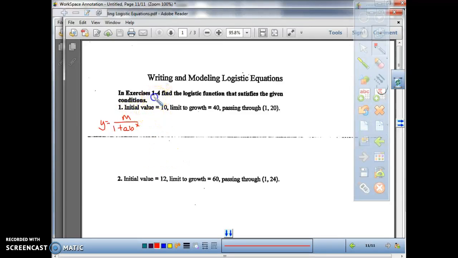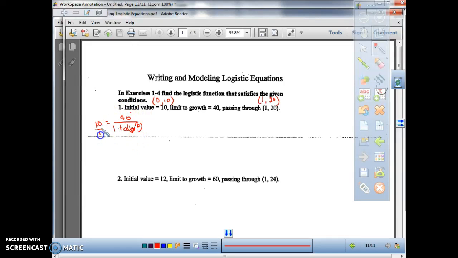Initial value is just another way of saying I have a data point at 0, 10. Limit to growth is saying my numerator should be 40, and then it passes through another data point, 1, 20. So I'm going to start by plugging in 0 for my x, and that of course corresponds to a y of 10. Now, there's a quick thing: b to the 0 is just 1, so that's just gone from the whole situation.